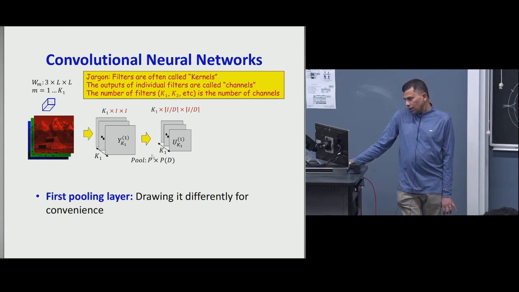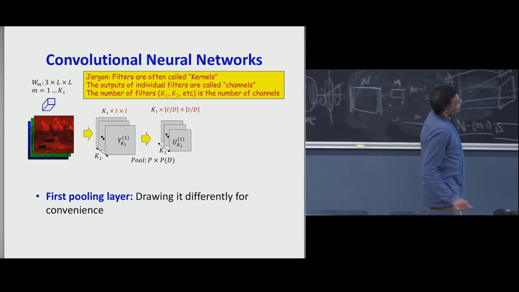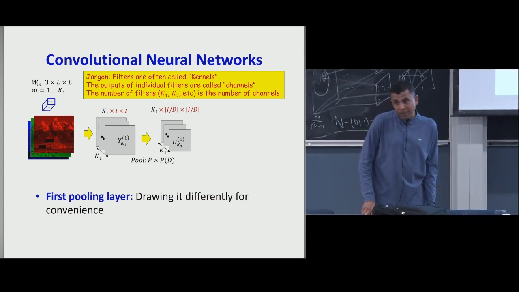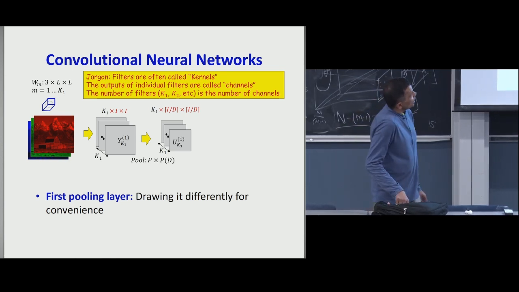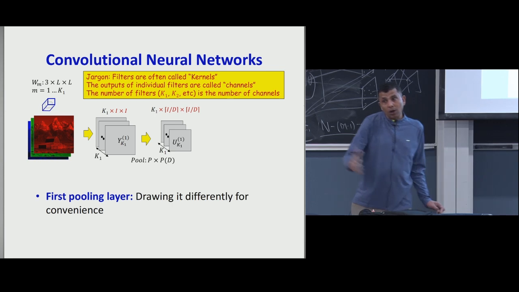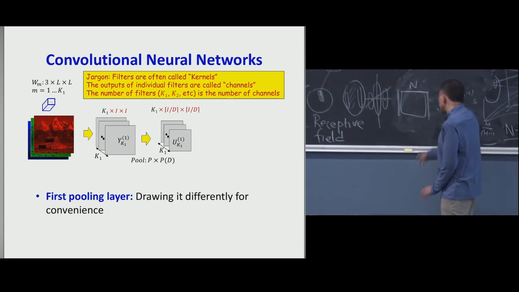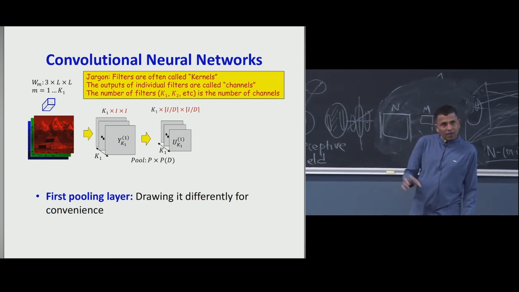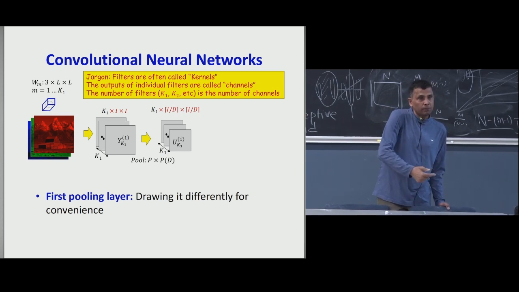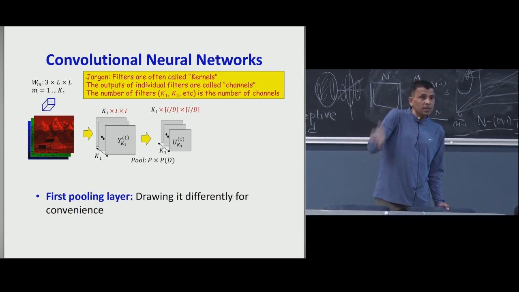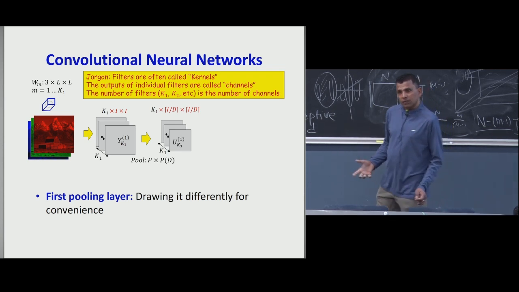And then some jargon: the filters are often called kernels. The outputs of the individual filters are called channels. If you have many filters, you're going to end up computing many planes, right? So each of these is called a channel. The number of filters is called the number of channels. This is just terminology. But basically the point is this: each filter will contribute a plane. Each of these planes we will call a channel. Each filter is going to be looking at many planes in the previous layer. So each filter is looking at many channels.